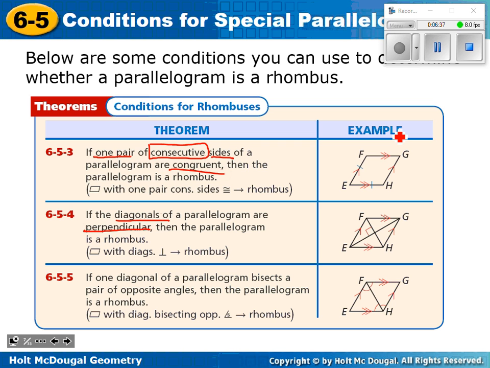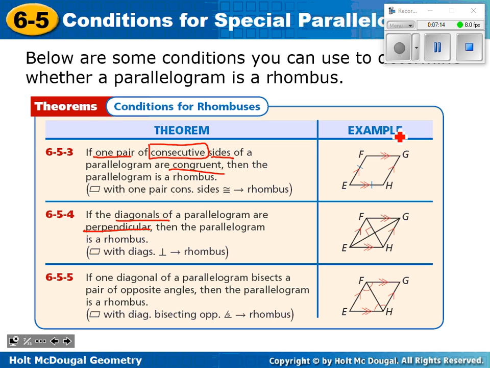Again, I'll explain to you why that is. So this is a little bit of a shortcut. You first have to prove it's a parallelogram, right? So if it's a parallelogram, what do we know about the opposite sides of a parallelogram? They're congruent. So if I have a pair of consecutive sides marked congruent, and I know that because it's a parallelogram, the opposite sides are also congruent, then that turns out to make all four sides congruent. So you only need one pair consecutive to be congruent. If it's a parallelogram, that will make it a rhombus.